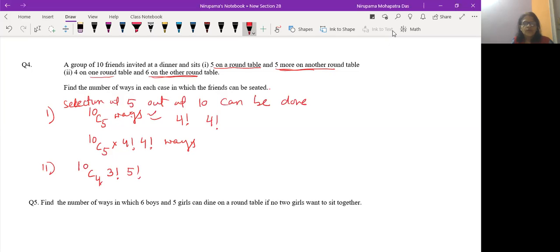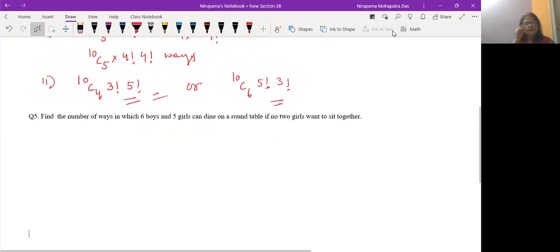Okay. Or you can do like this also. If you select 6, you can select in 10C6 ways, and this 6 can be seated in factorial 5 ways, and the remaining 4 can be seated around the round table in factorial 3 ways. So you can do it in either of the 2 ways, right? Okay, the last question.